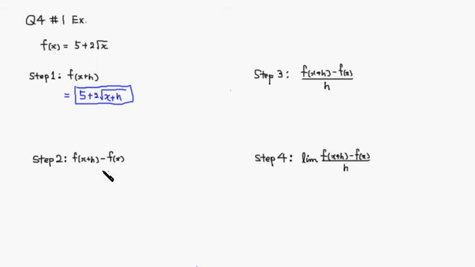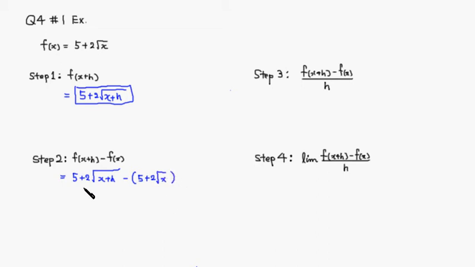Step 2, we want to find f of x plus h minus f of x. Let's do that. f of x plus h is just step 1, so I'll just copy that: 5 plus 2 times square root of x plus h. Then we just need to subtract the original function, 5 plus 2 square root of x.